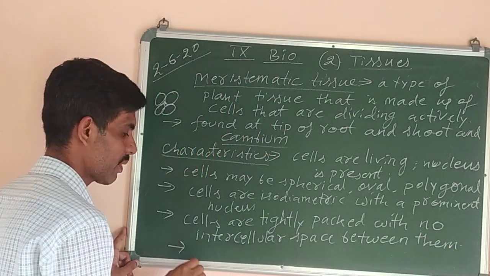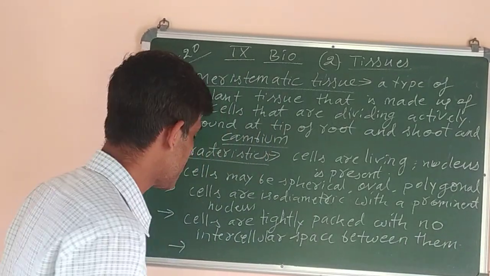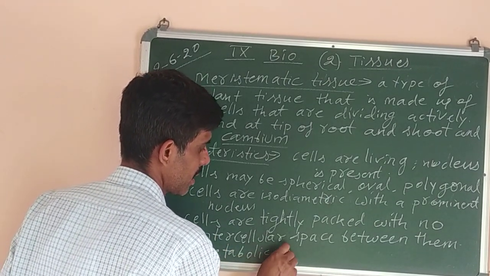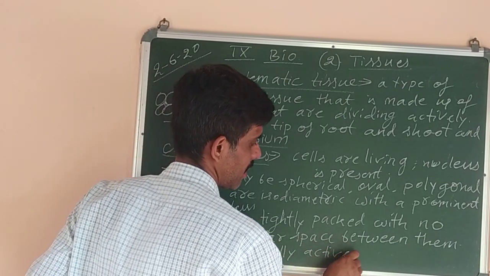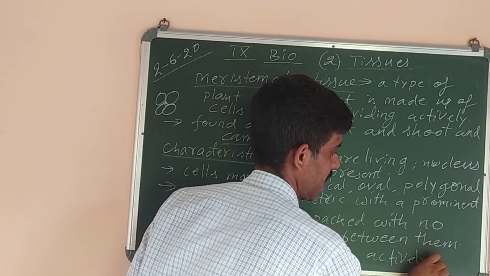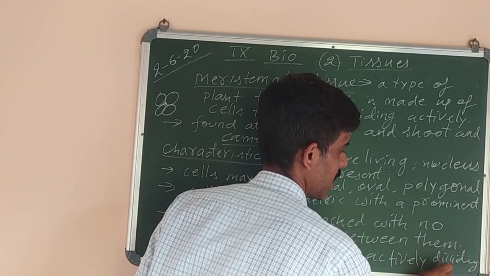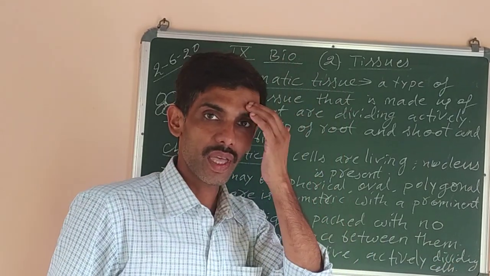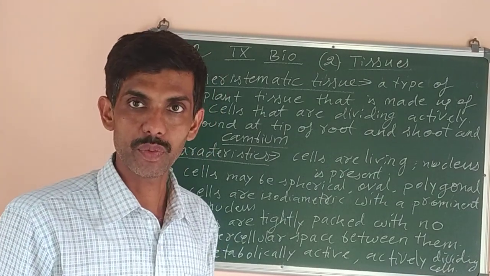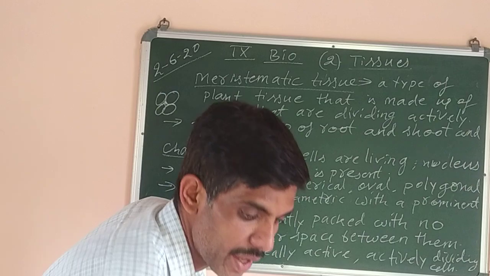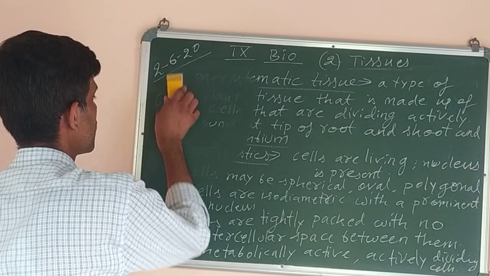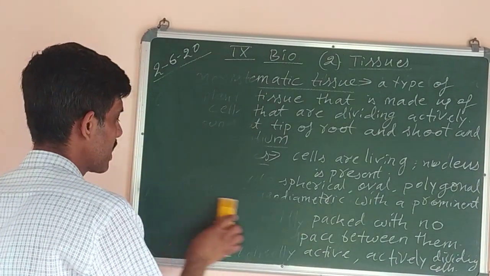Then the next characteristic we can write is that the cells are actively dividing and metabolically active. Any more characteristics? Some of the important organelles like mitochondria, ribosomes, endoplasmic reticulum and other organelles are absent.